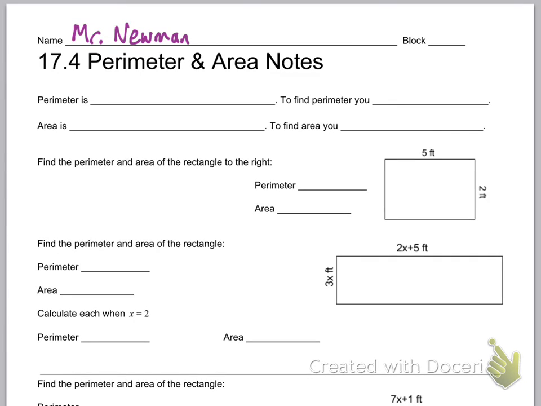Hey guys, real brief video here. We might have done some of these notes in class, but here are the perimeter and area notes.